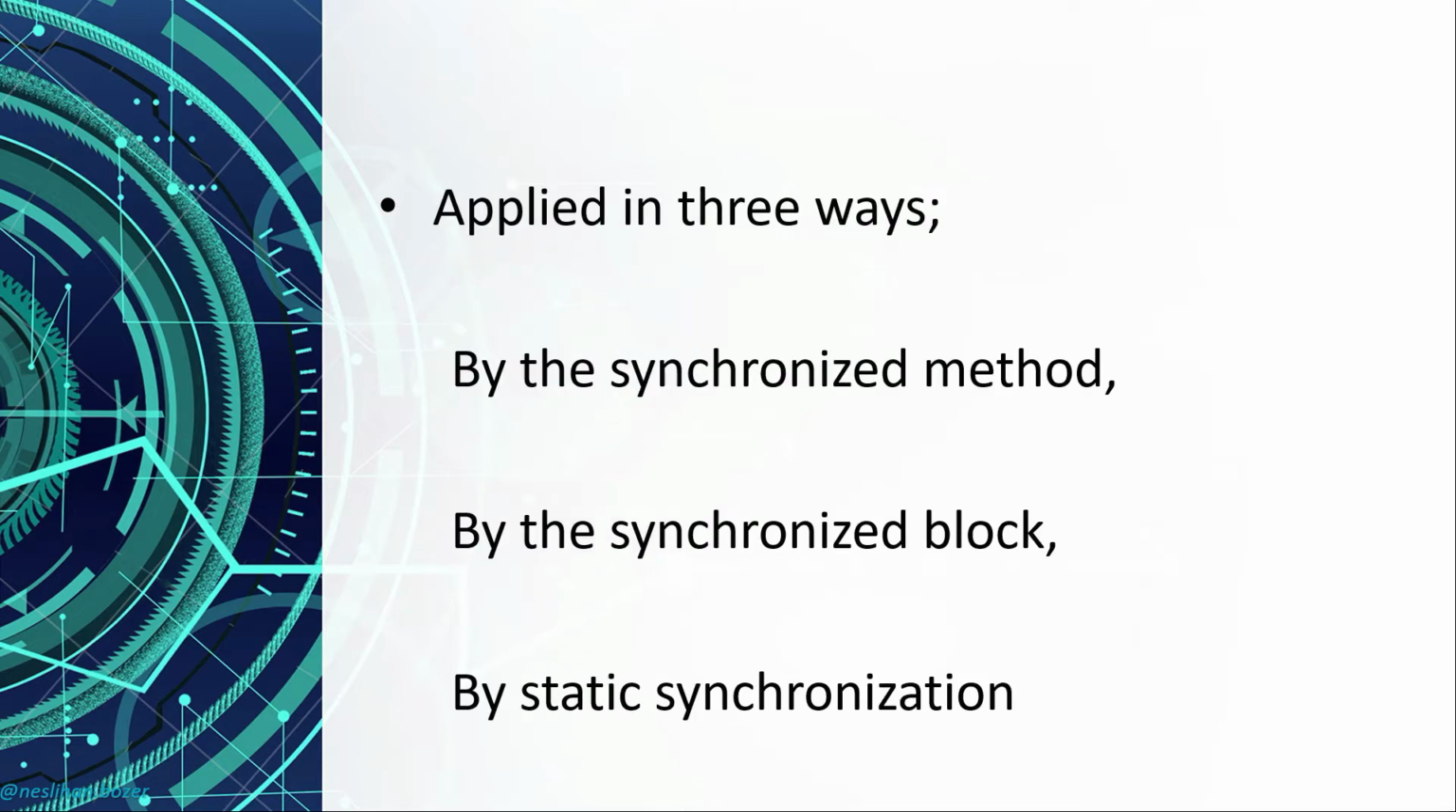Synchronization can be achieved in three ways. The first one is the synchronized method. The second way is the synchronized block, and the last is static synchronization. Using the synchronized method, although multiple threads may try to access the same method, only one thread can access synchronized methods. After one thread enters the synchronized block, other threads have to wait for execution.